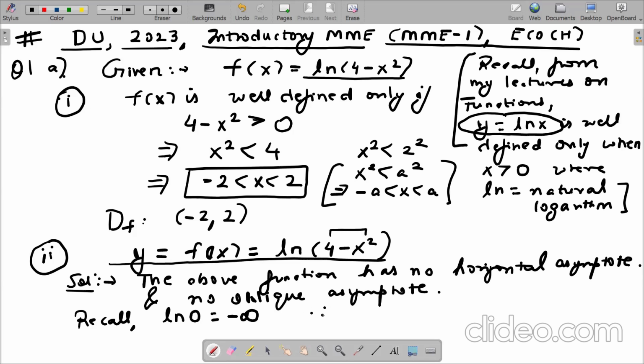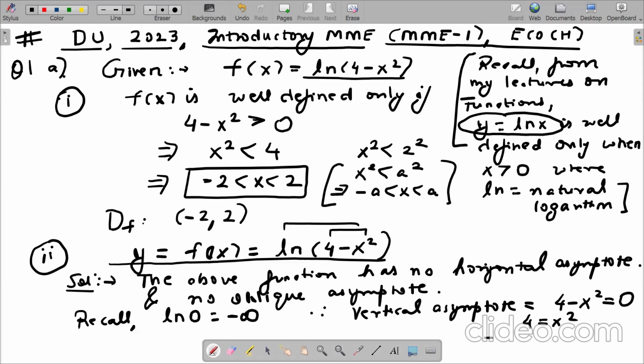So therefore my vertical asymptote is given by 4 minus x square exactly equal to 0. Because when 4 minus x square is equal to 0, I have ln 0, which is minus infinity. So 4 is equal to x square, which implies x is plus minus 2. So this is my vertical asymptote.